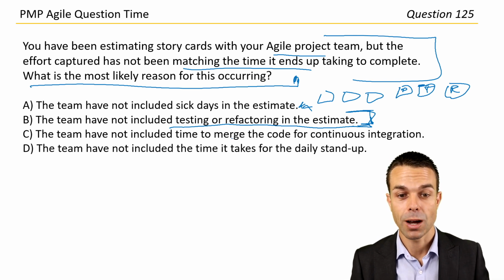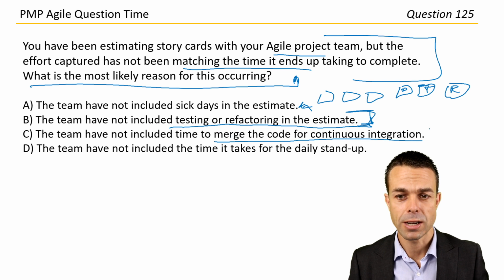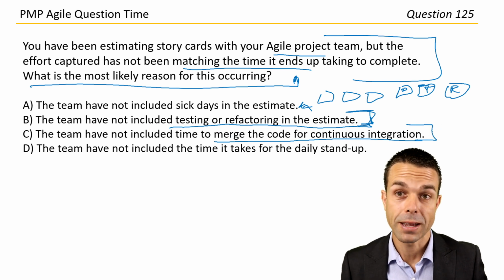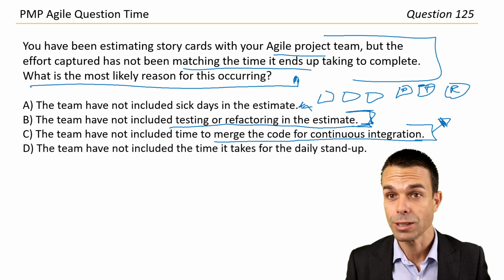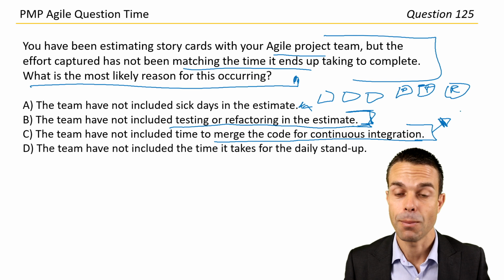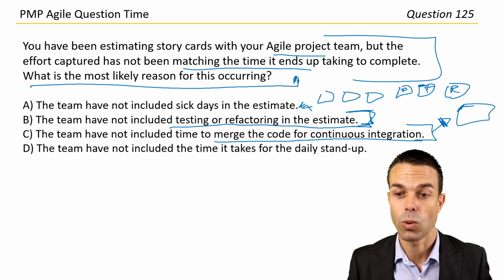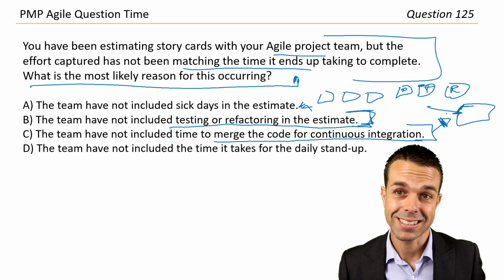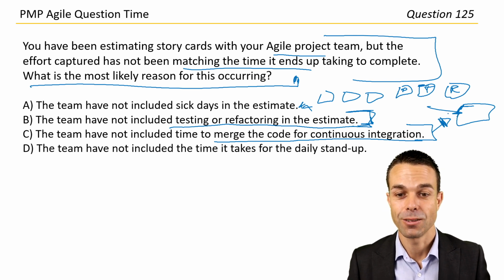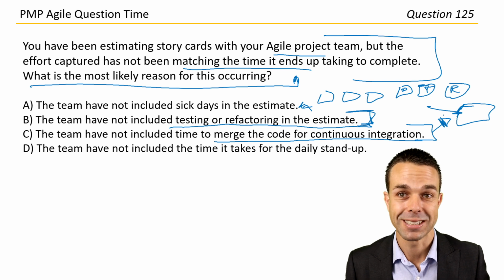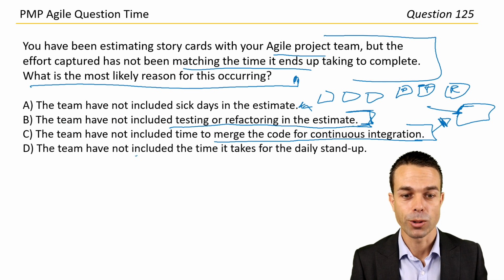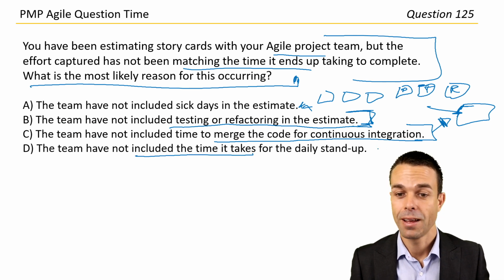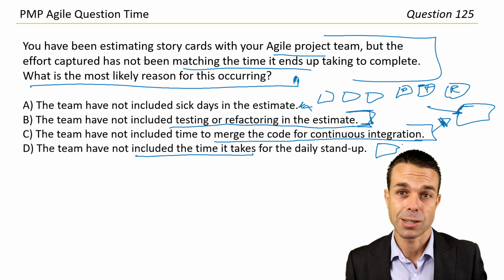The team have not included time to merge the code for continuous integration. Continuous integration should be automated where possible. So, yes, it may take a little bit of time, but that's more for the release, that's not for the development of the card. And then ideally, it should be automated as we merge to the one code base, and then automated tests run on top of that as well. That's our continuous integration and configuration management. All right, so let's see what the last one is. The team have not included the time it takes for the daily stand-up. That's not really part of estimating on a card.